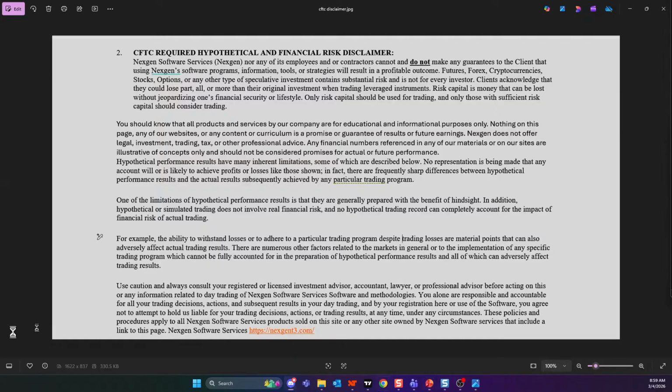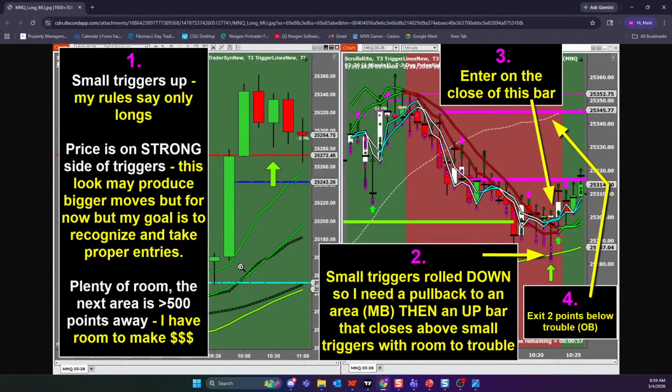You say you're looking for a target 1 and target 2. Man, that's got to be up to you, right? You've got to make your decisions on where you want to get paid. You may choose to take some off at trouble. You may choose to take some off at later trouble. Don, I want you to use this picture right here.